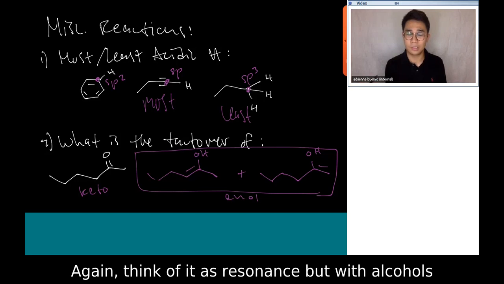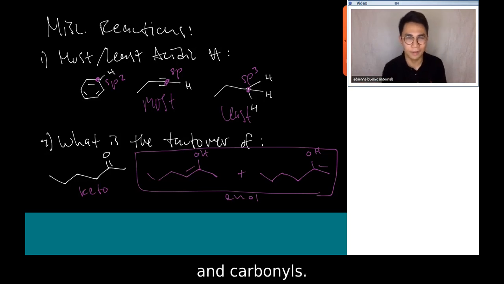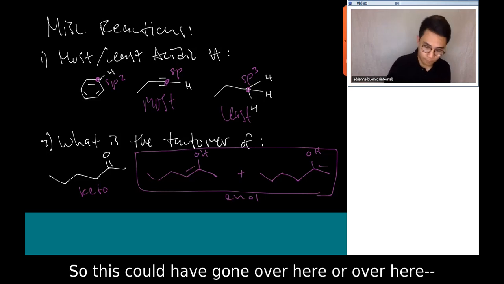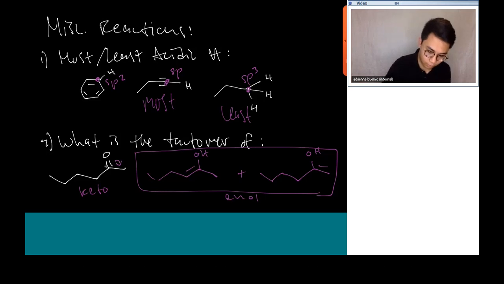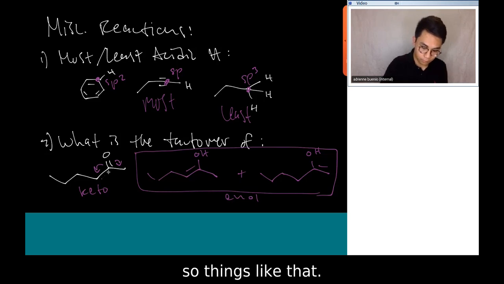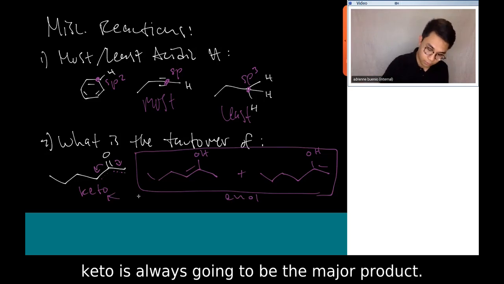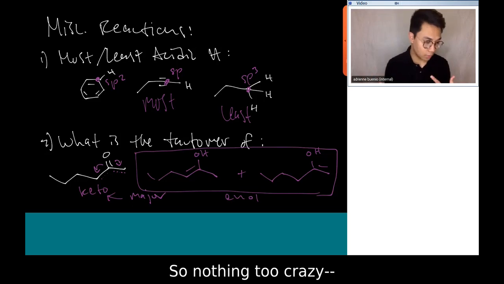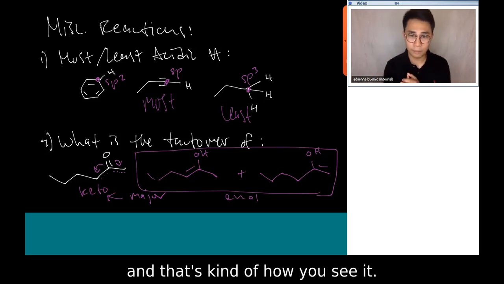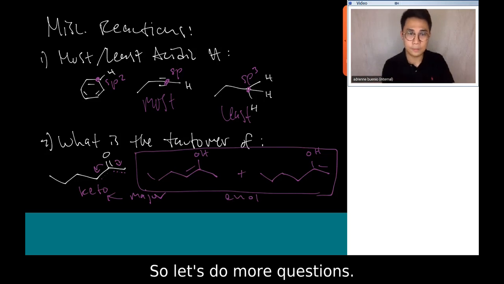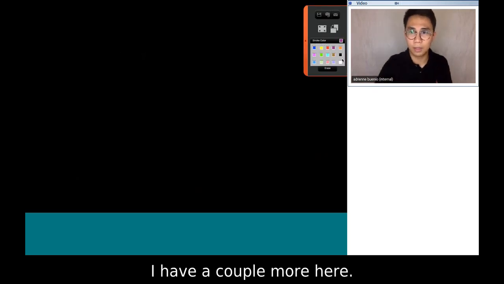Ketone enol again is just think of it as resonance, but with alcohols and carbonyls, right? So this could have gone over here or over here, right? So things like that. But we know keto is the best. Keto is always going to be the major product, right? So nothing too crazy. And yeah, there you go. That's kind of how you see it. So let's do more questions. I have a couple more here.